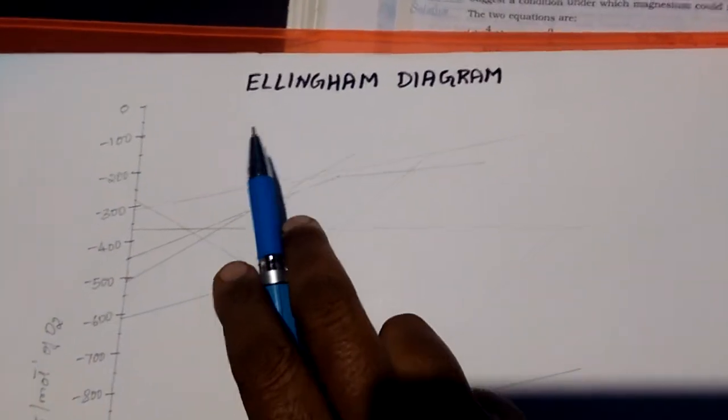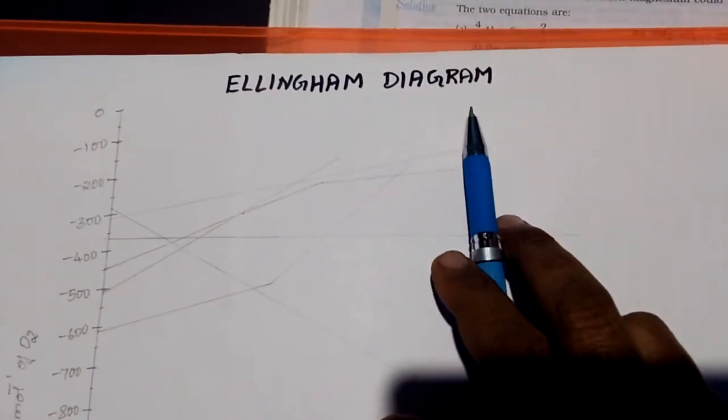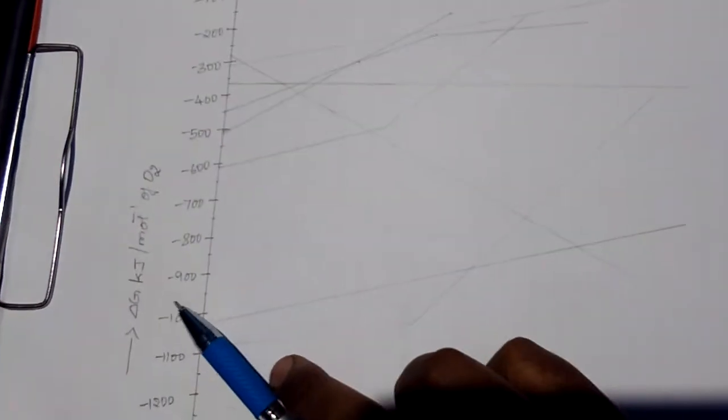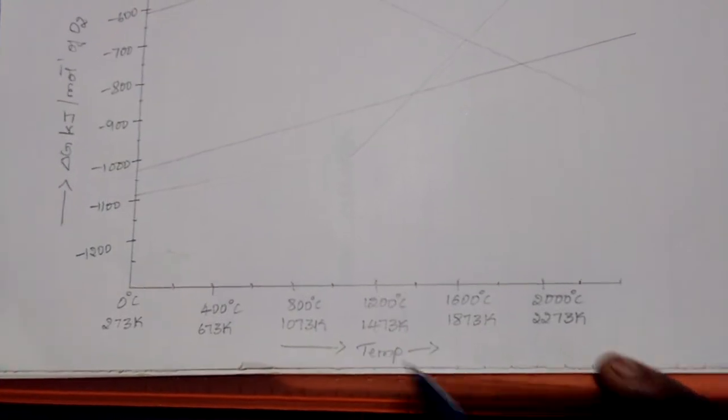Hello students, in this video I will explain about Ellingham diagrams. So Ellingham diagrams are the plots of delta G versus temperature.